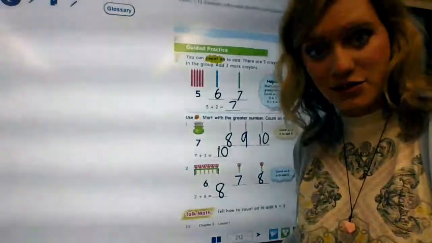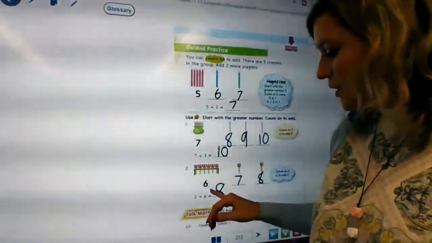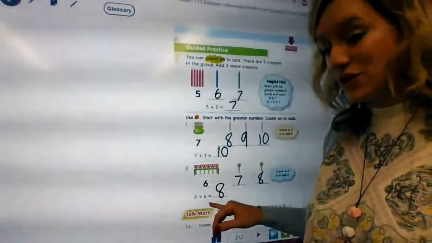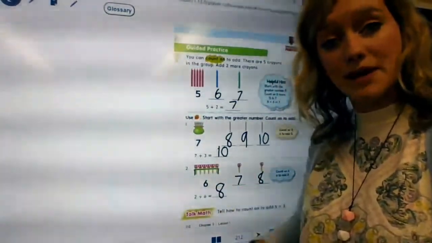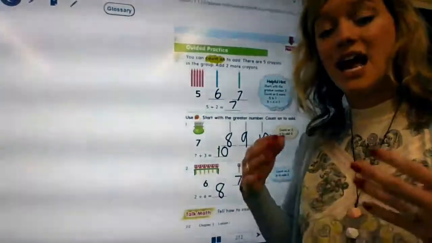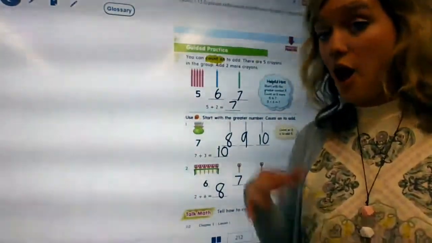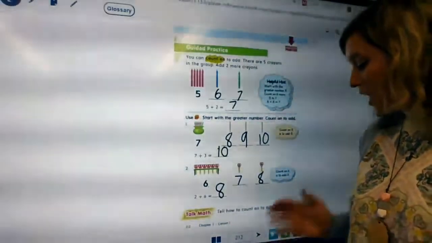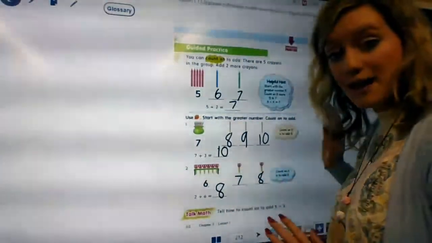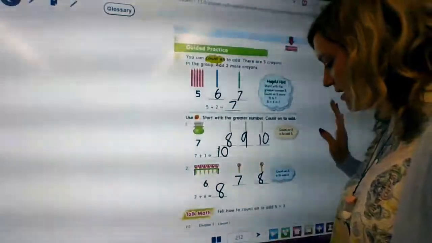You don't have to count ahead so many, right? So 2 plus 6, they turned it into 6 plus 2. Same answer. You just always start with the big number first. So that way you have less counting on to do, okay? Always start with the big number. Okay, if you need to pause me here, go ahead and pause me.